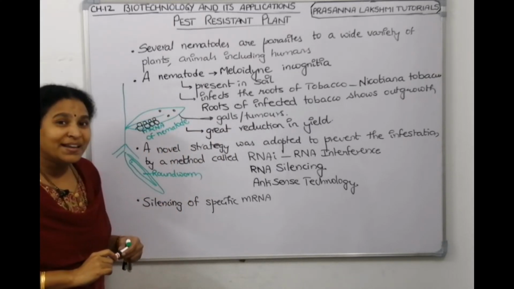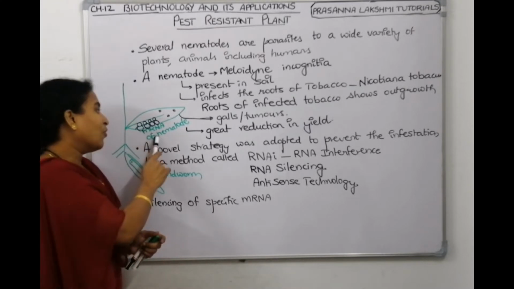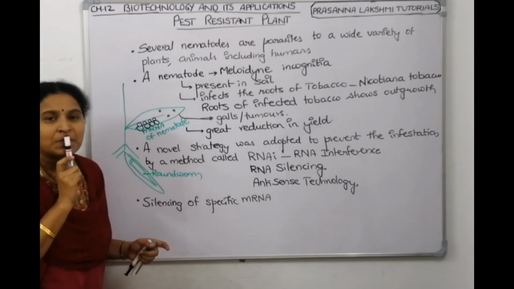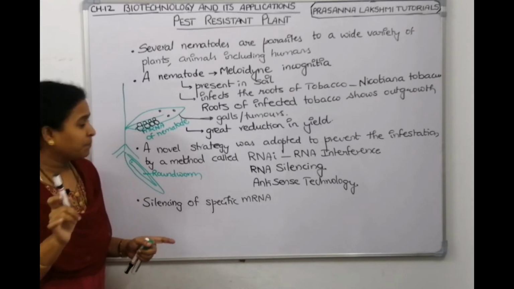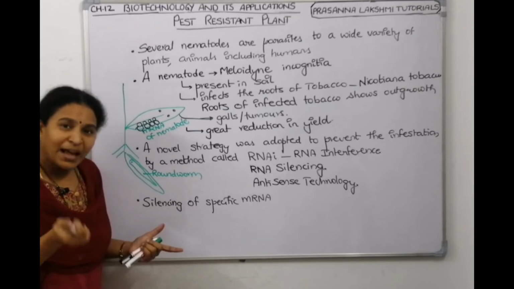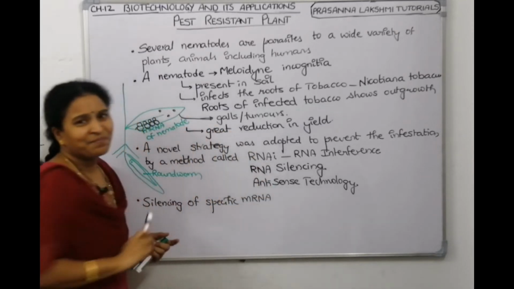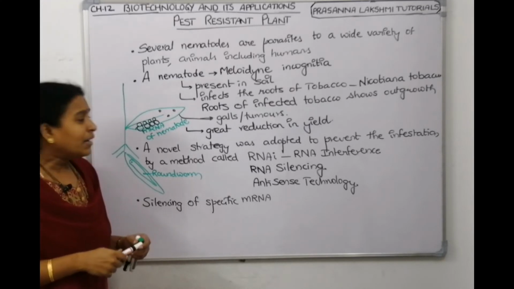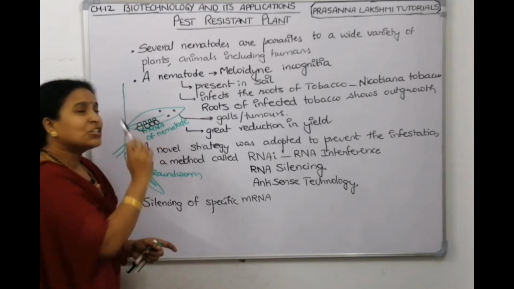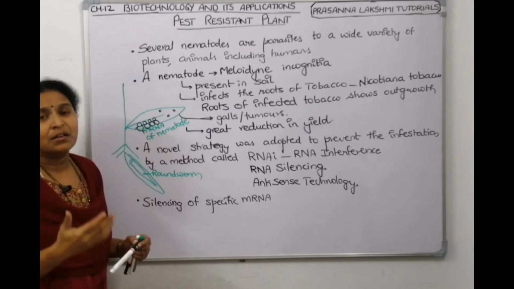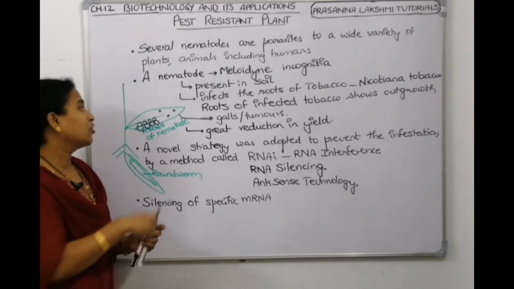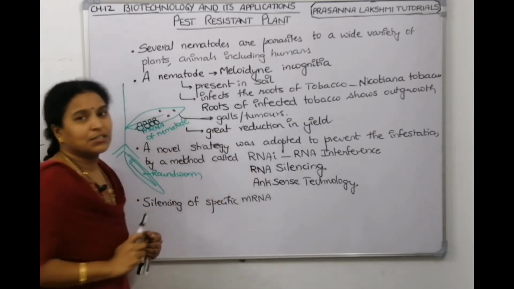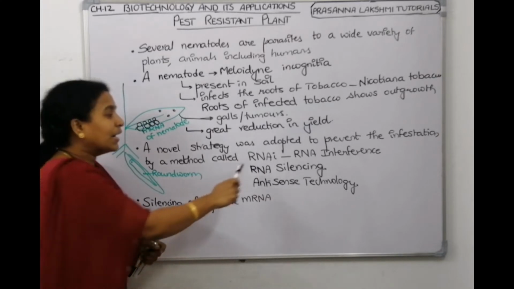What are we doing? We are making the nematode's RNA silent. We are not allowing it to express. So that is called RNA silencing. You went and you interfered, right? You interfered with the translation mechanism. You are interfering with the protein synthesis mechanism so that the toxic proteins are not made. That is why it is called RNA interference.